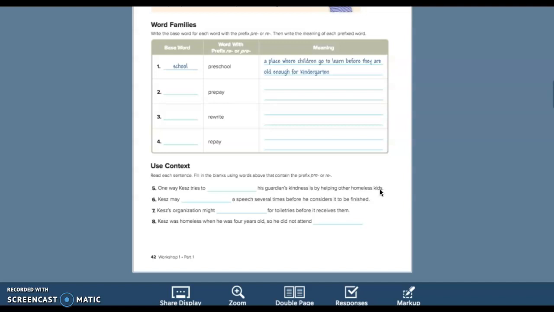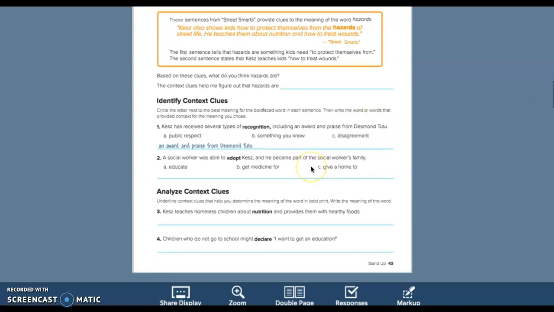Okay, Kez may blank a speech several times before he considers it to be finished. Kez may preschool a speech, prepay a speech, rewrite a speech. I think that's the one you got right there. Okay, I want you guys to go ahead and finish up 7 and 8 on your own. You guys will probably do that easy enough.